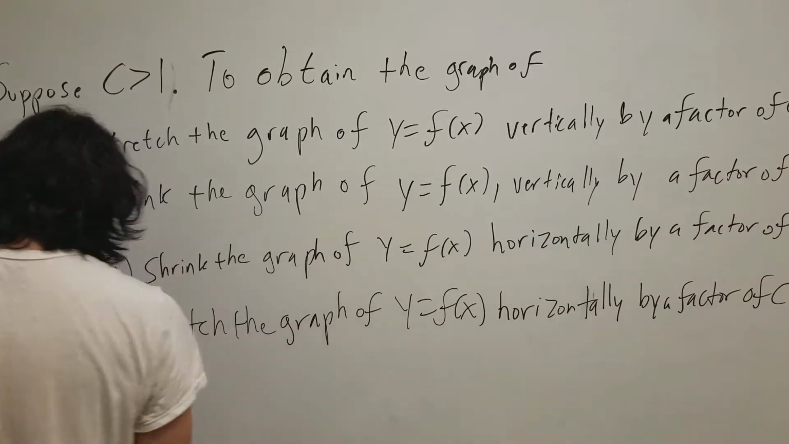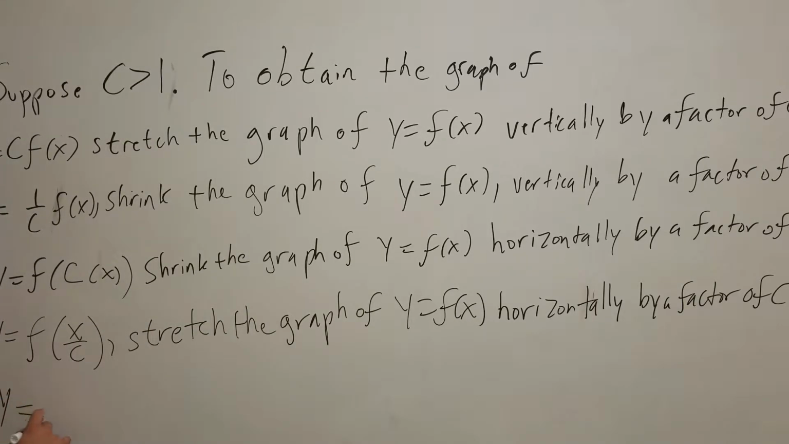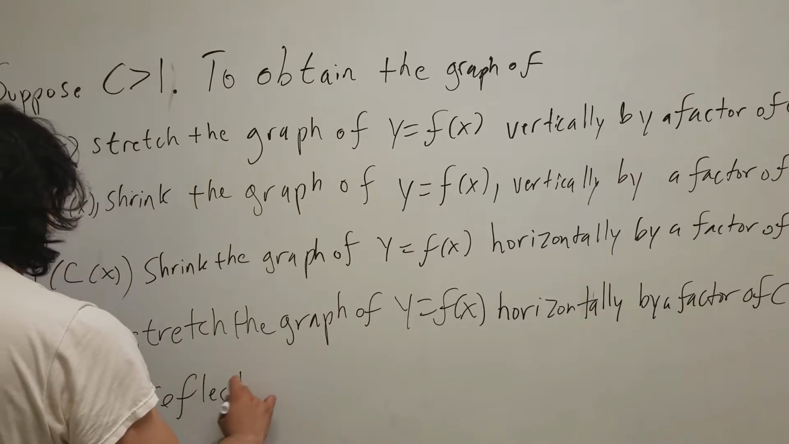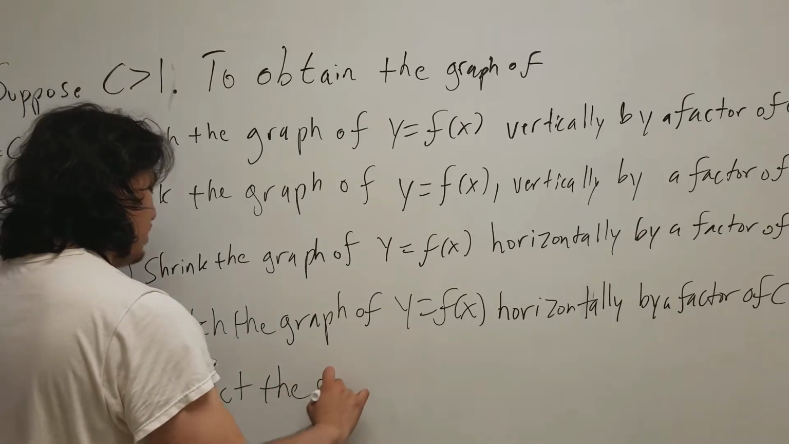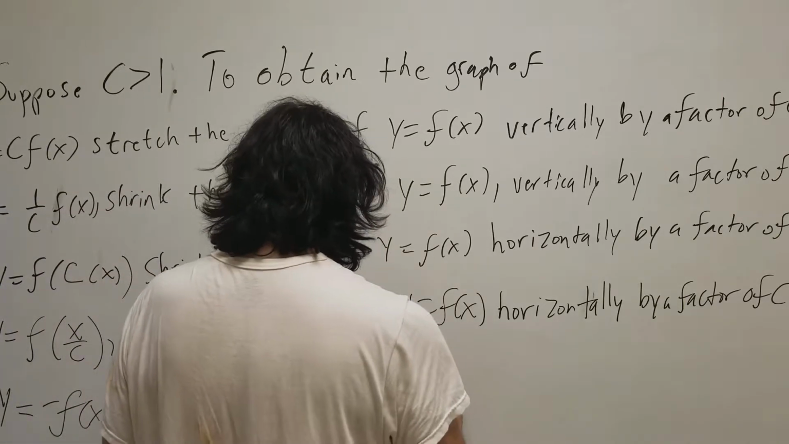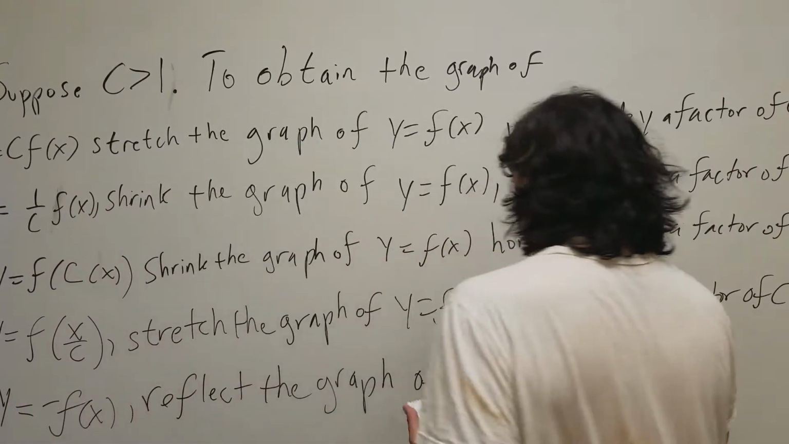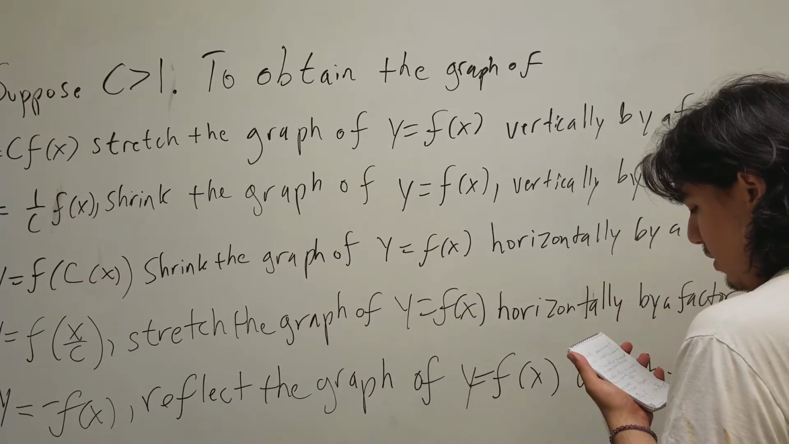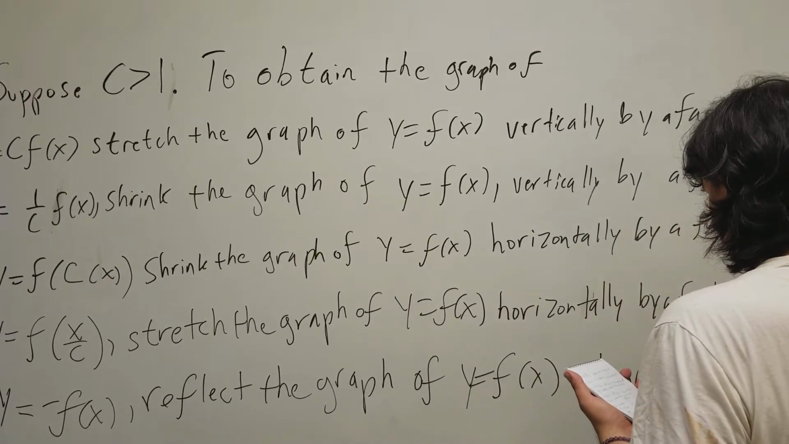Now let's see, the next one would be negative. When you have a negative sign here, when I say y equals negative f of x, you have to reflect the graph of y equals f of x about the x-axis.